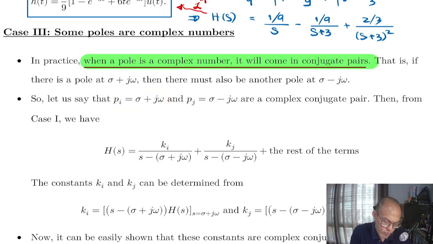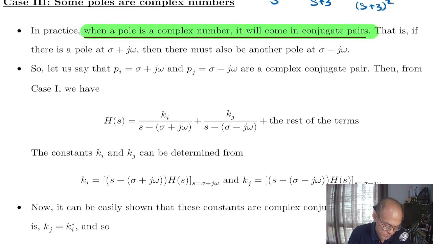So now let's say that pi is a complex pole. Then there would be another pole, which we call pj, that is a conjugate to pi. So if pi is sigma plus j omega, I have pj equal to sigma minus j omega. Remember, they have to be complex conjugate poles.